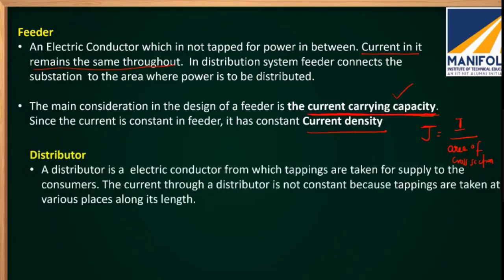Next, distributor. A distributor is an electrical conductor or a transmission line where tappings are made. Tappings are made at many locations in order to draw the power.